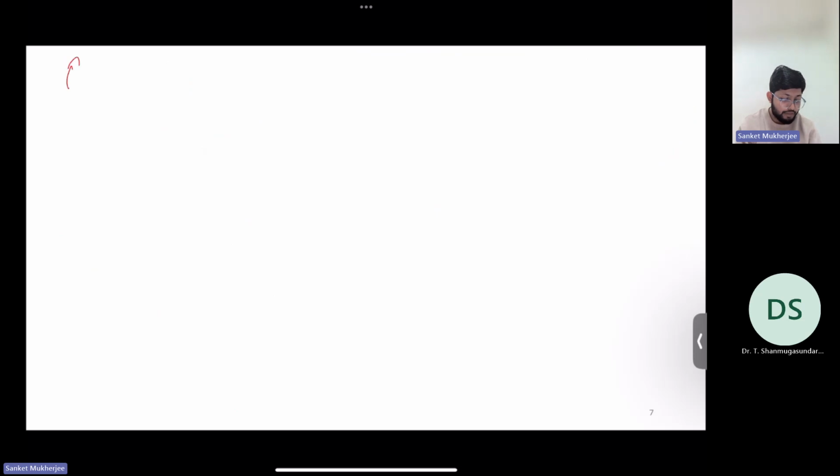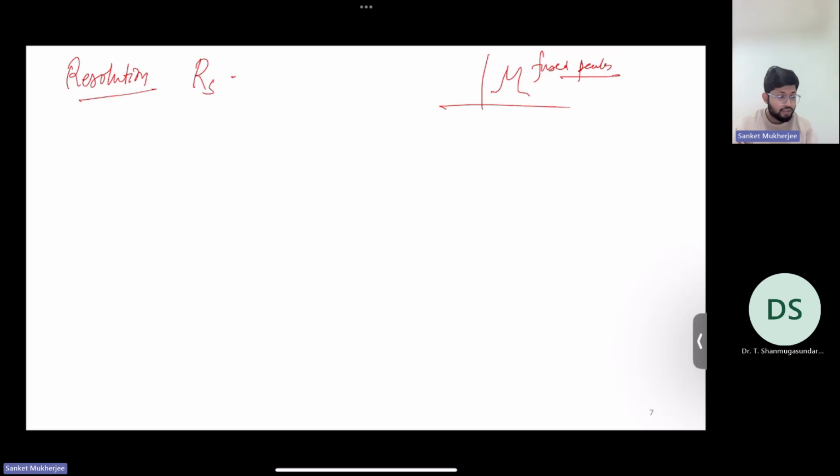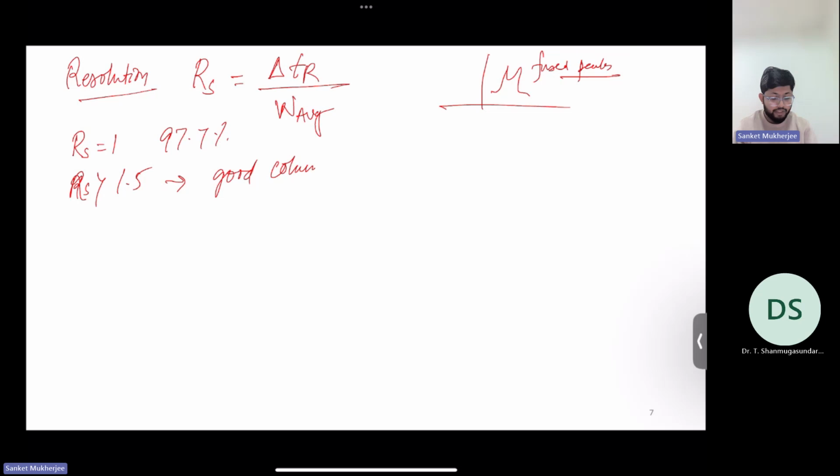The resolution of a chromatographic technique or a chromatographic column is based on how two different peaks are separated. So peak can be like this. These are known as fused peaks, or they could be distinct peaks. That will give you the value of resolution, which is calculated as the difference in retention time by the average width of the baseline, right? So if the RS value is like 1, then the peaks are separated by like 97.7%. If the RS values are greater than 1.5, then we call those kind of column a good column, right? It can be used.